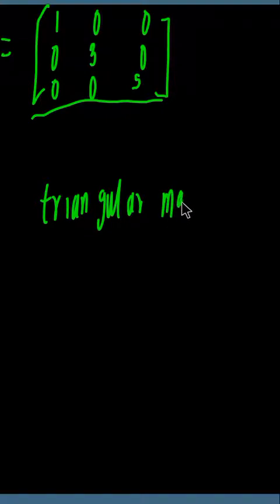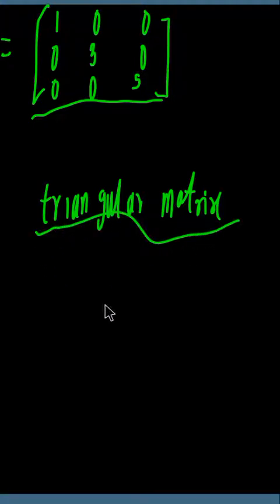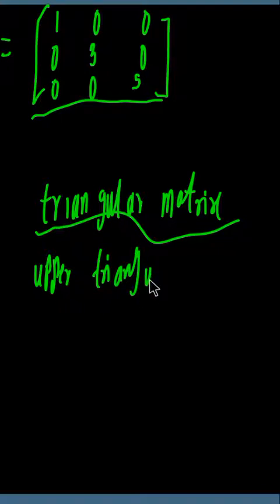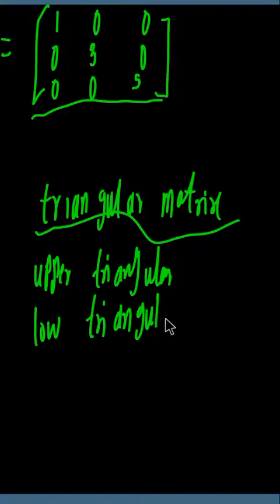Triangular matrix. Now for triangular matrix, it's divided into two. That is, we have what we call the upper triangular and the lower triangular matrix. Now, for the upper triangular matrix, let's say matrix A as an example of the upper triangular matrix.